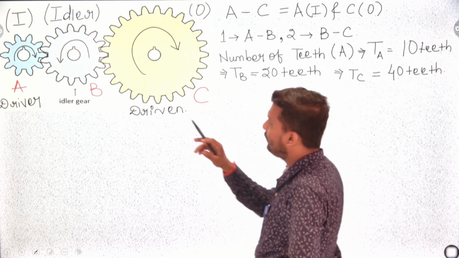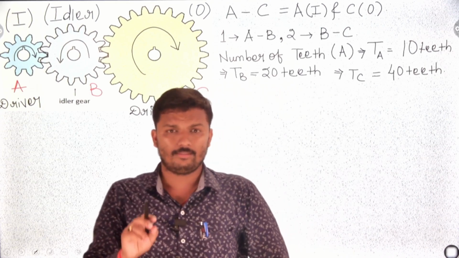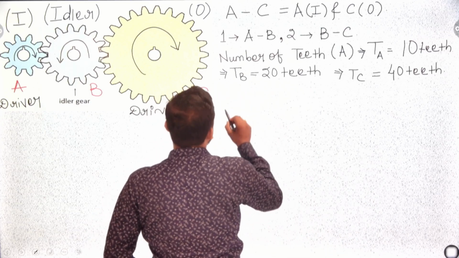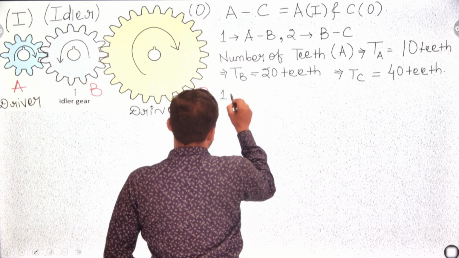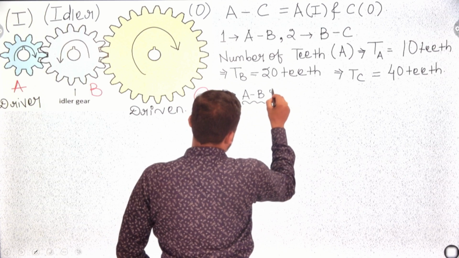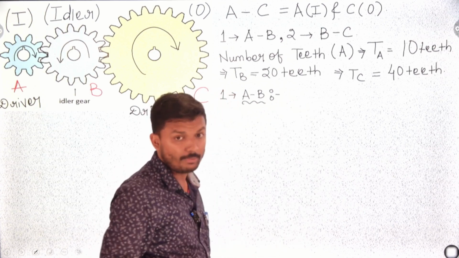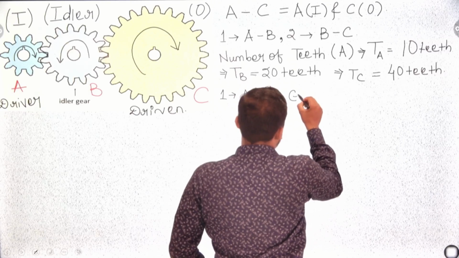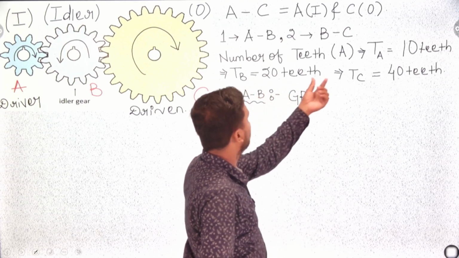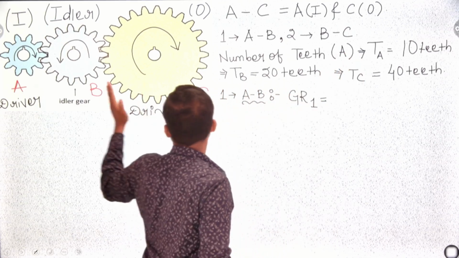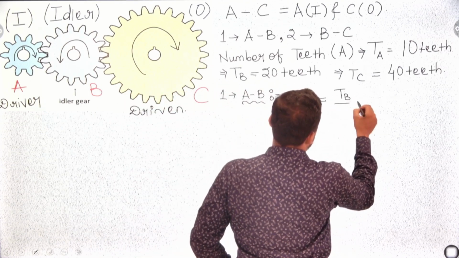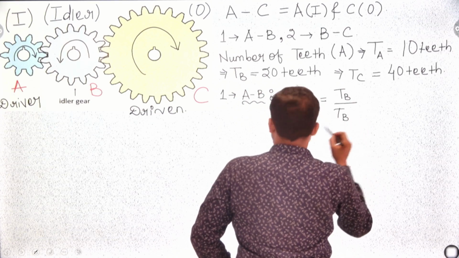Now, having these three gear sizes, we are going to get the gear ratio. First, the gear ratio comes from the first condition AB. In the first case AB, gear ratio 1 means you only take the A number and B number. If B is the output, then TB by TA, output by input gear, driven by driver.